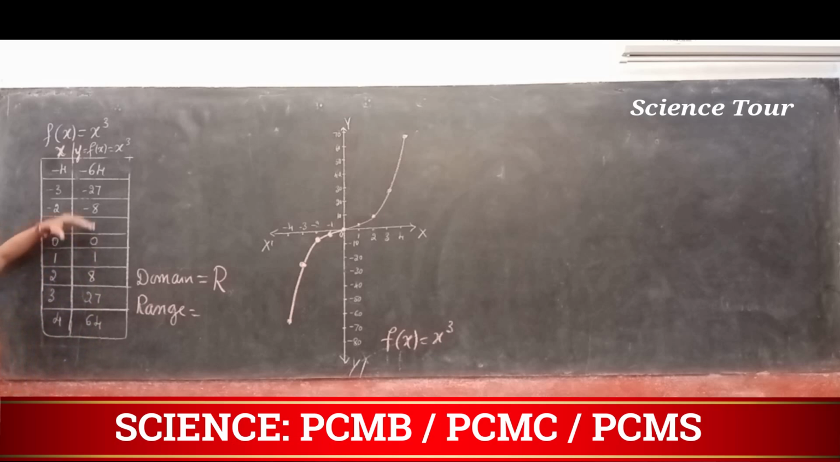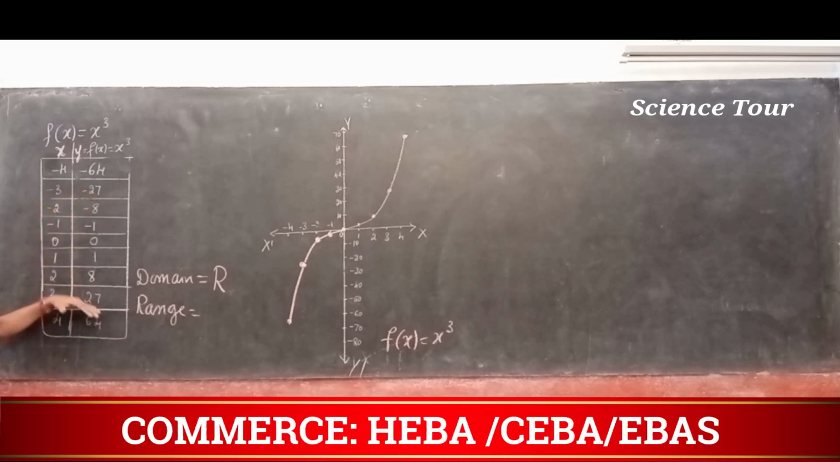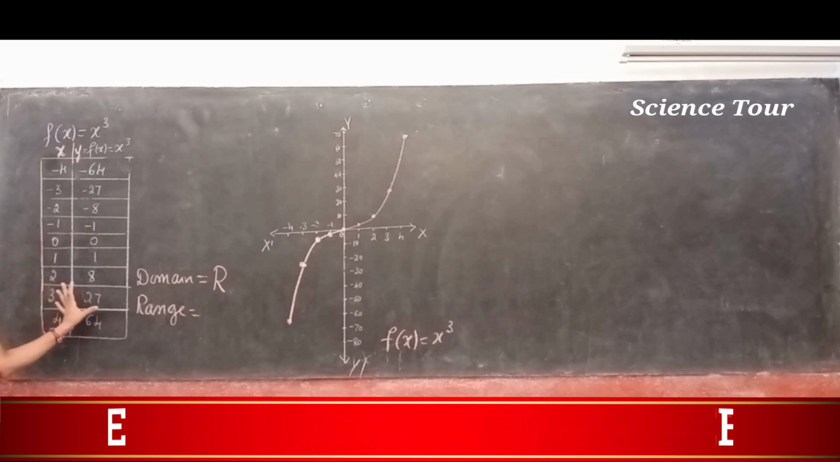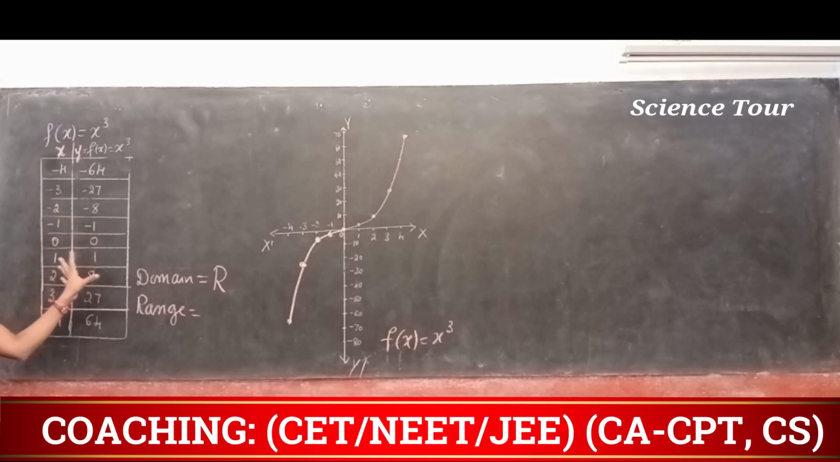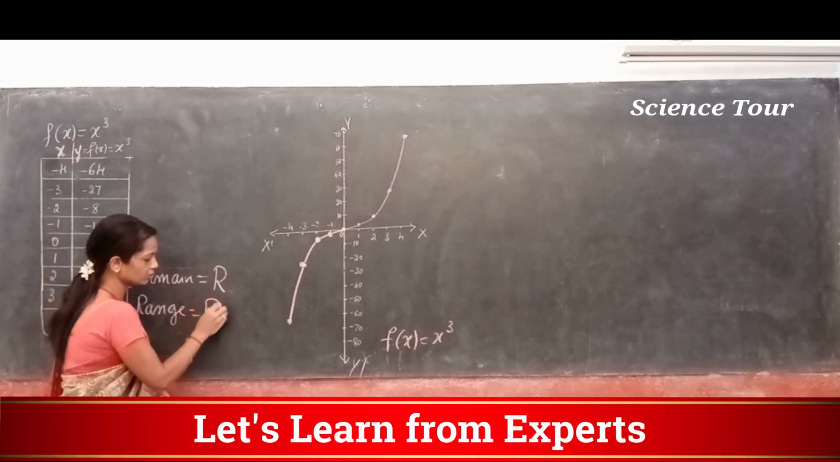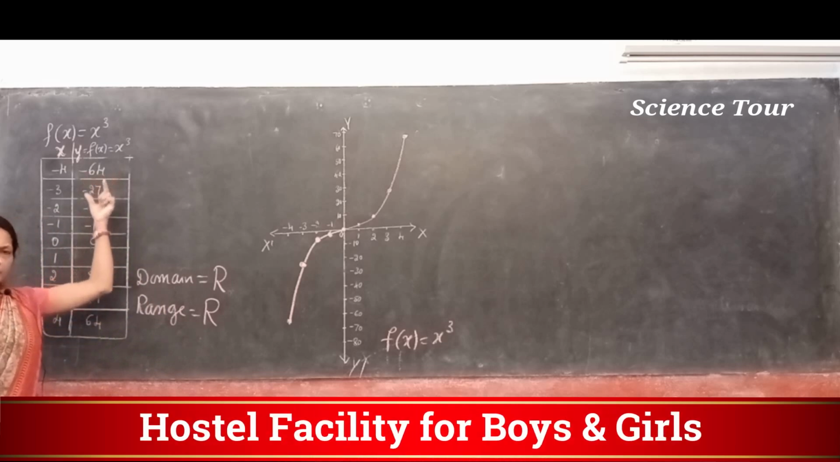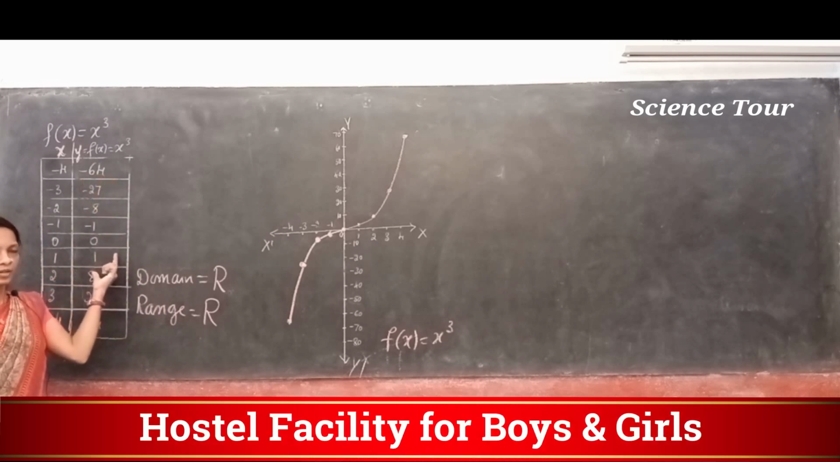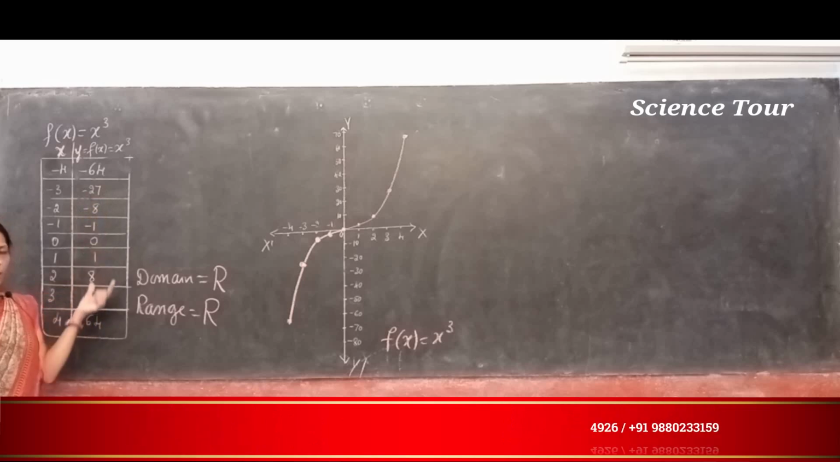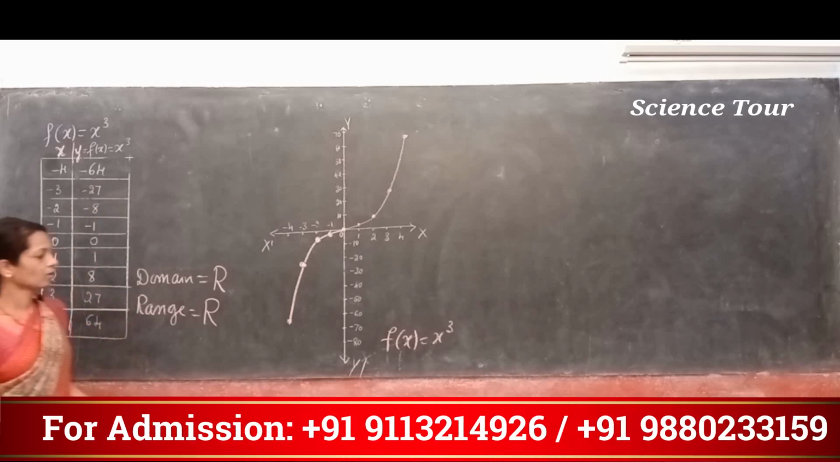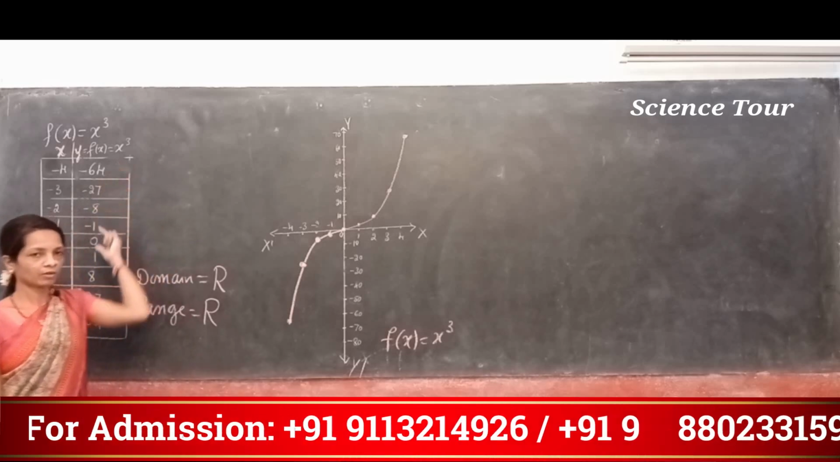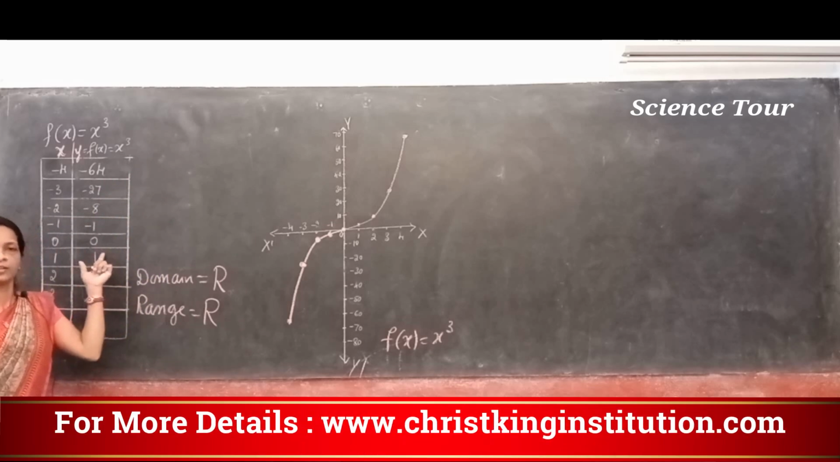So you have negative real numbers, positive real numbers, and 0 also. So all real numbers are there in the y column, but here you can see only some integers. So what is the range? Range is also the set of real numbers, because here you have negative numbers, positive numbers, and 0. All real numbers you have in this y column. All negative real numbers are there, all positive real numbers are there, and 0 also.